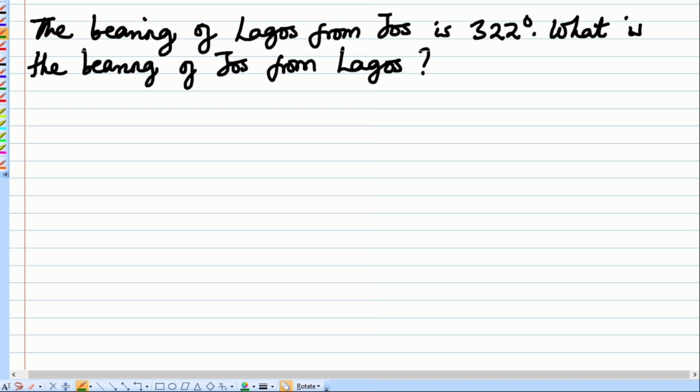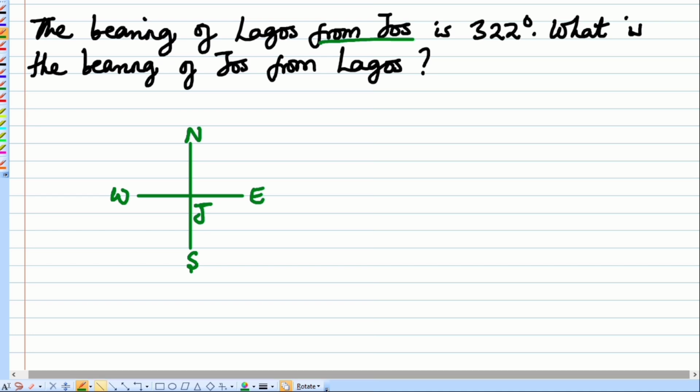Okay, so you see that we are coming from Jos. So we're going to use J to represent Jos. So let's just put our cardinal point for Jos. So we are at Jos now. So this is the north of Jos, this is the south of Jos. So 322 degrees, on which part should it be? Should it be in the northeast direction, or southeast, or southwest, or northwest? So from north to east is 90, east to south is 90, that's 180, south to west is 270. So it should be in the northwest direction, right?